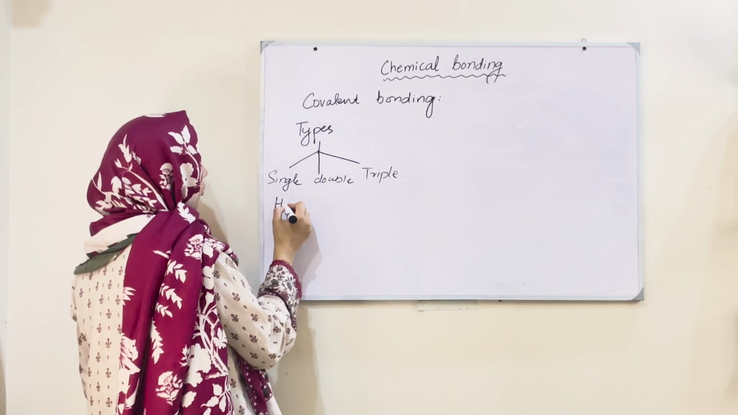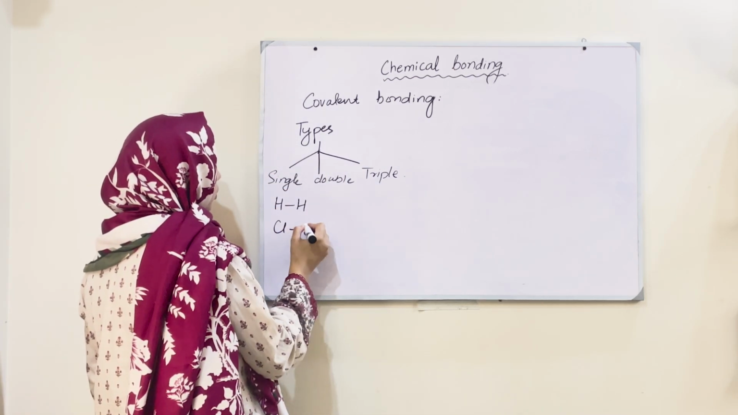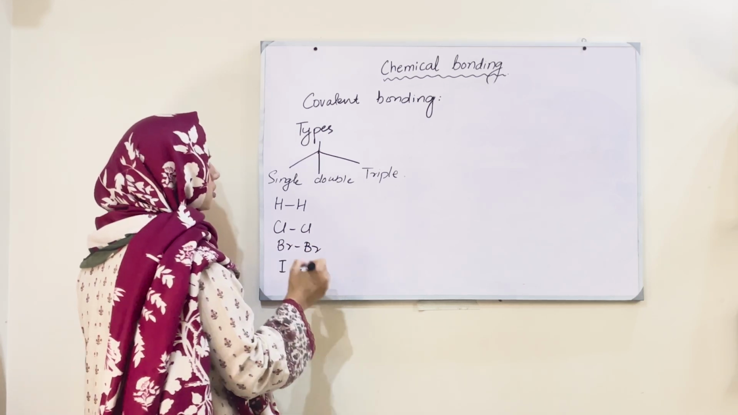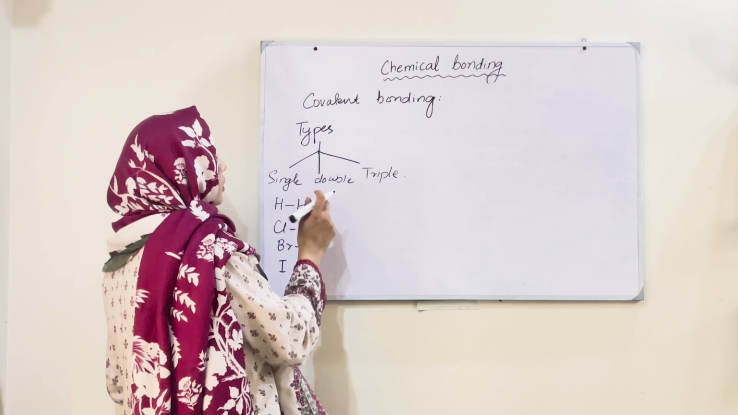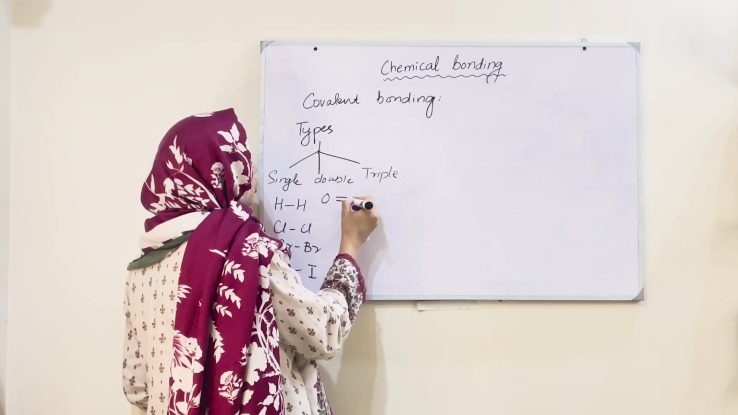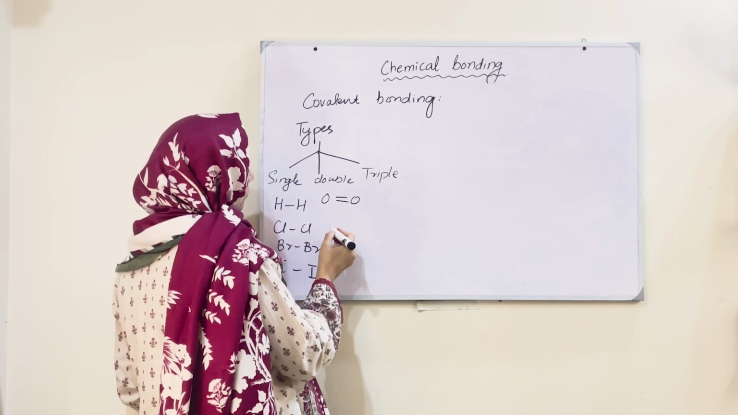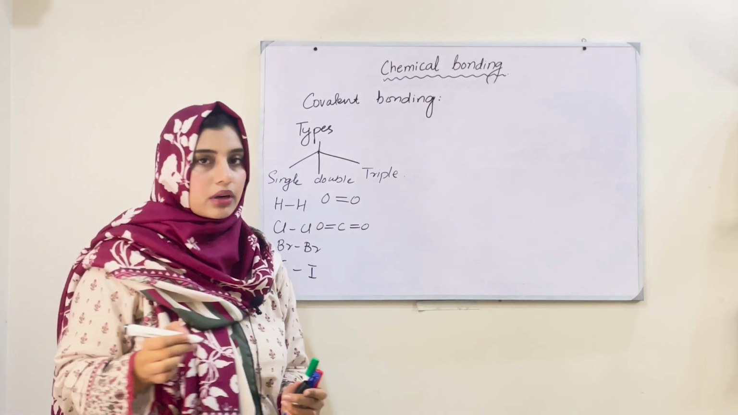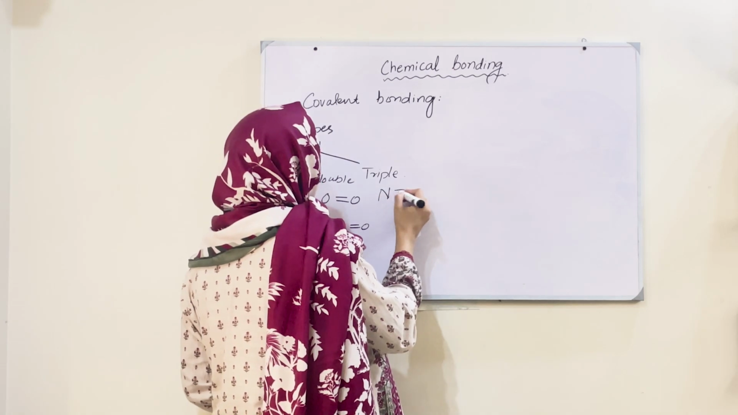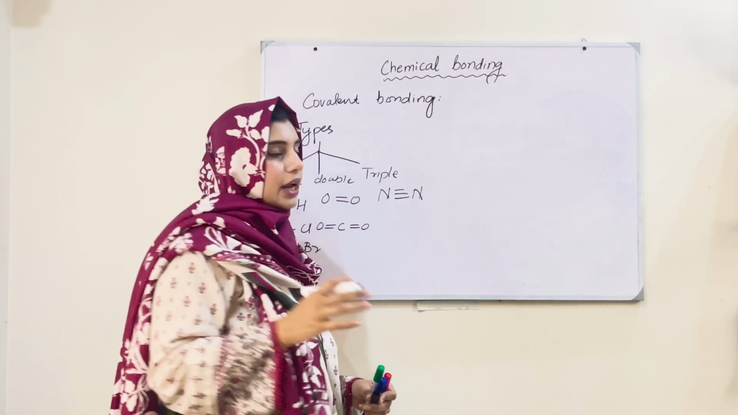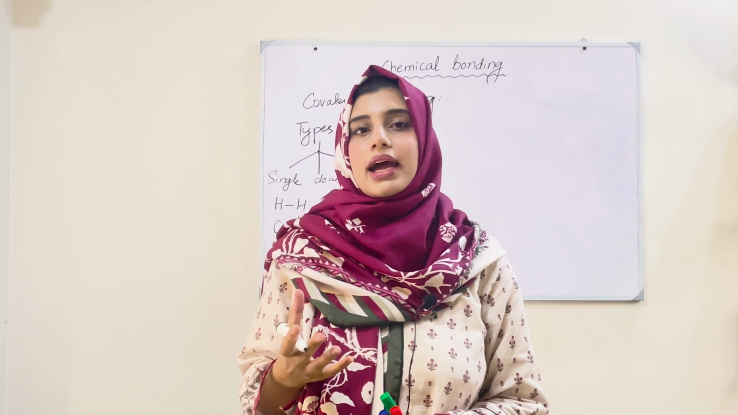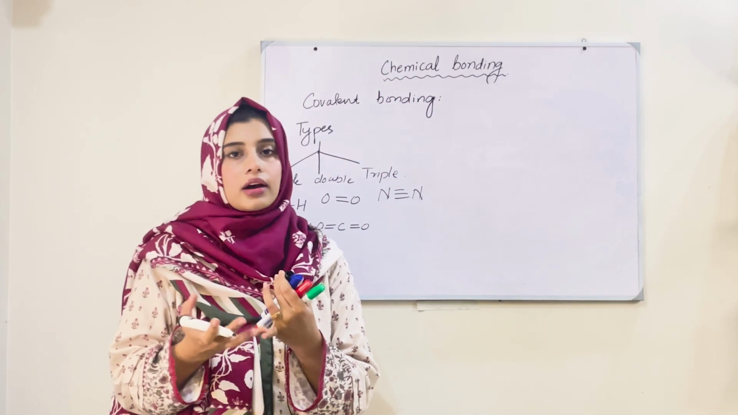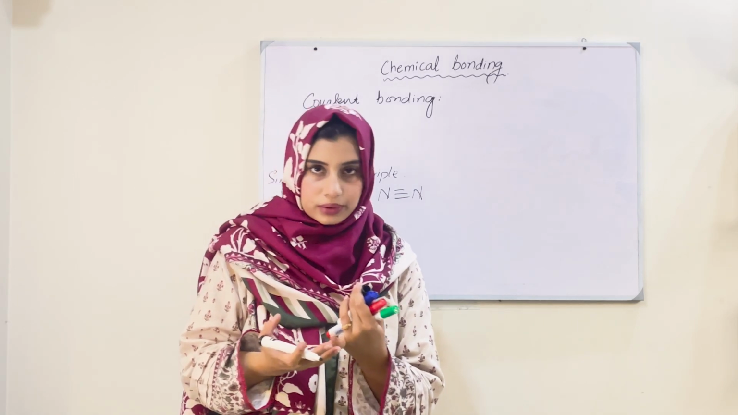Examples of single covalent bond are hydrogen, chlorine, bromine, iodine, and many others. For double covalent bond, we have oxygen, carbon dioxide, and more. For triple bond, we have nitrogen. Nitrogen has 5 electrons in the outermost shell and 3 electrons will be shared with the other nitrogen, and it is diatomic but a triple covalent compound.